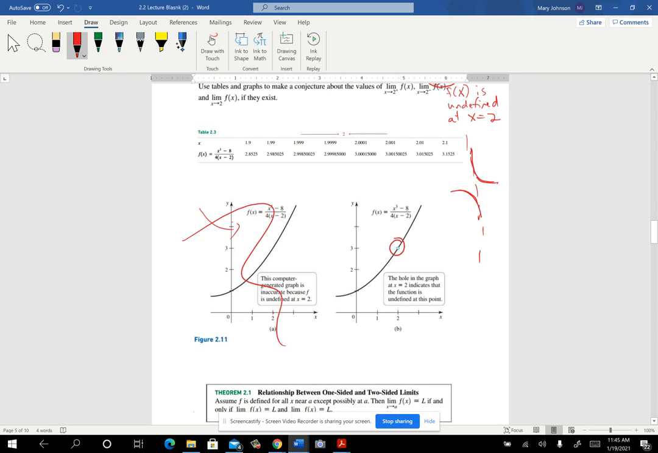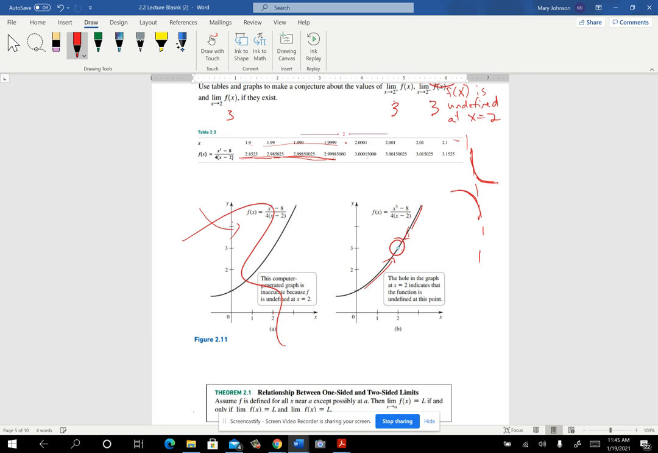So as you approach 2 from the right, the limit seems to be, see how it's approaching 3? As you approach 2 from the left, getting closer and closer to 2, the value of the function is getting closer and closer to 3. And then the limit of the function at 2 would be 3 as well.